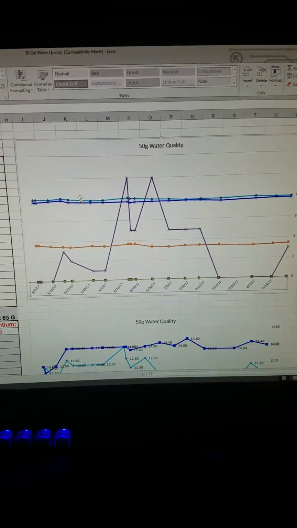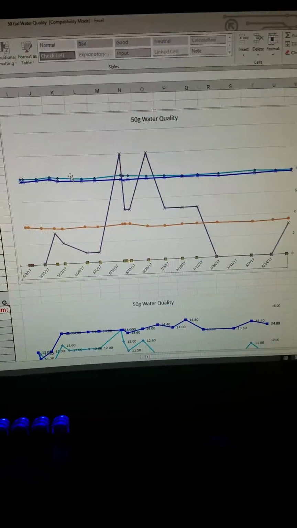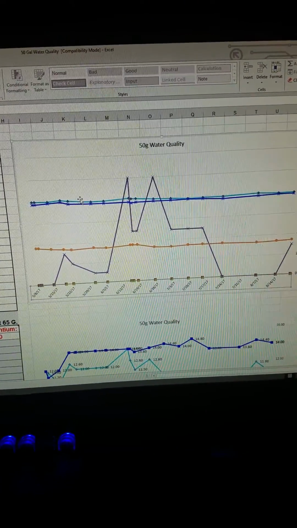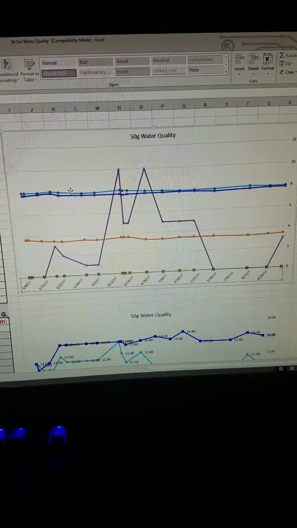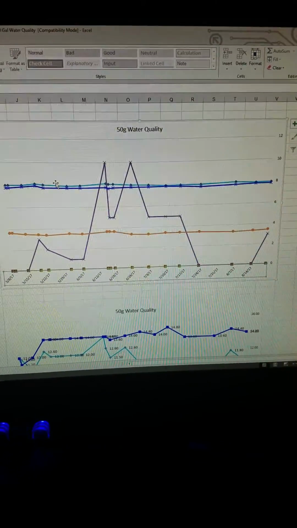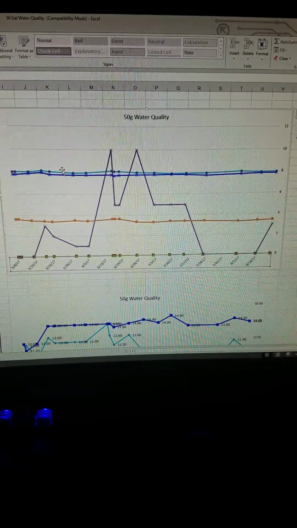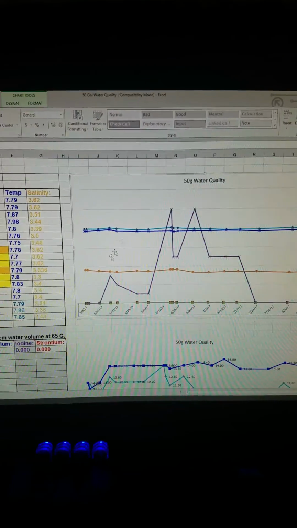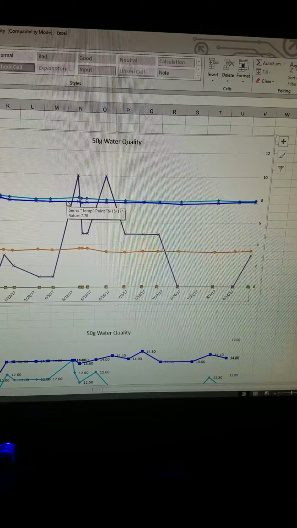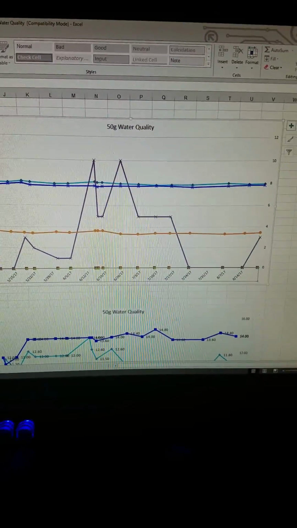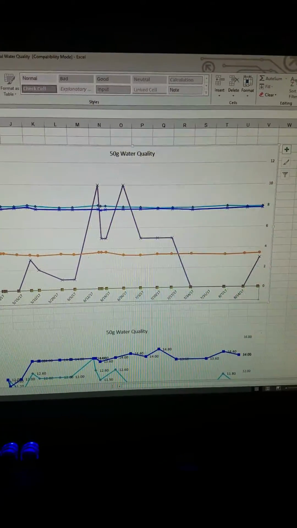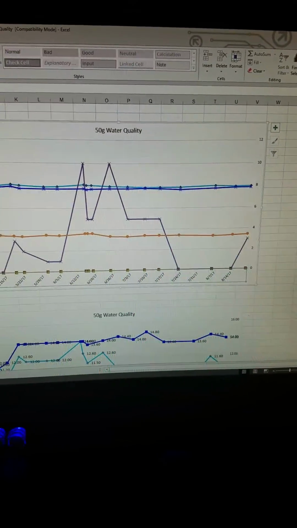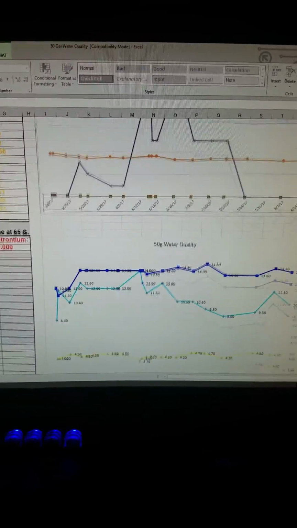This particular graph is for my 50-gallon cube. So things seem to spike and peak and everything, and I think a lot of that has to do with it being a smaller tank, so the smallest change looks big. So this is the graph for my pH, ammonia, nitrite, nitrate, temperature, and salinity. Let me scroll down here then.